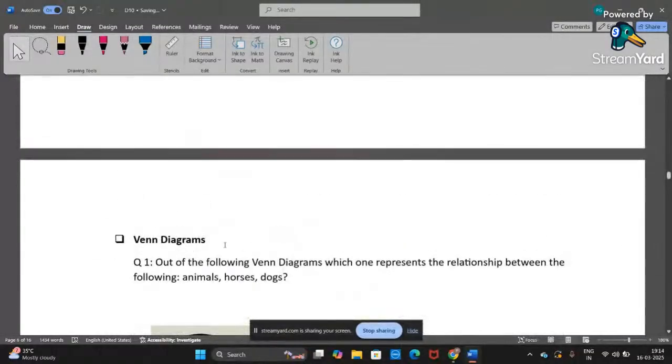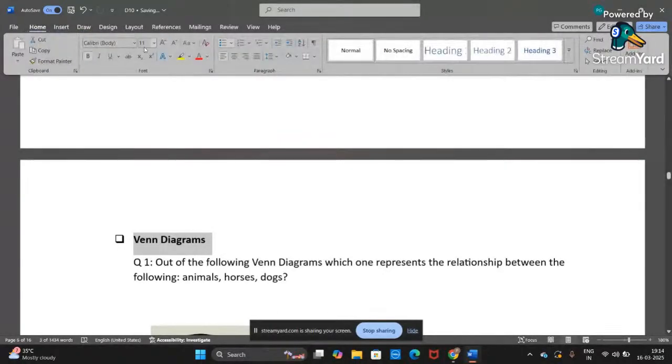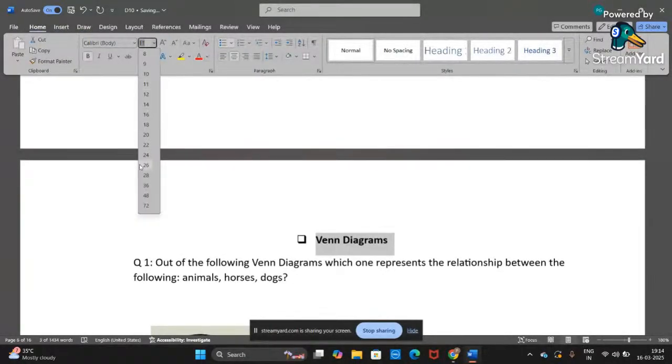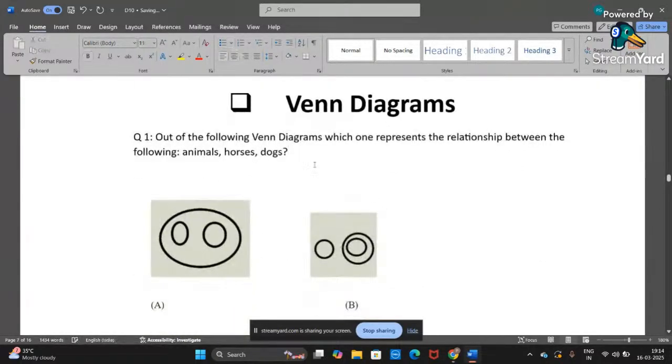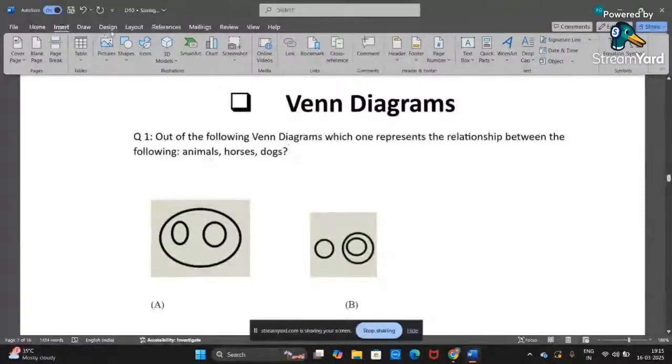Okay, now we are moving on to Venn diagrams. Out of the following Venn diagrams, which one represents the relationship between the following? The question is animals and dogs. See, horse and dogs come inside the animals, right? So, first let us see.